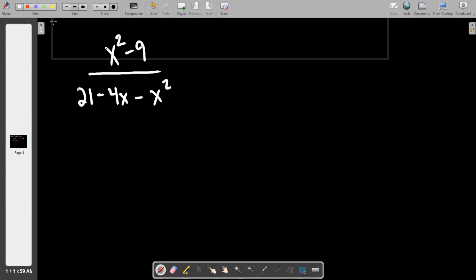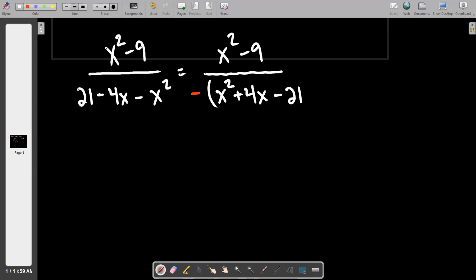So what I'm going to do now is I'm going to leave the top the way it is, because I got no issues with the top. I'll come back to that guy in a minute. But the bottom, I want to pull my negative sign out. And then I'm going to just literally flip the bottom, meaning flip the signs, switch the order. So in front, I'm going to have my positive x squared. Second, I'm going to have my plus 4x. And last, I'm going to have my minus 21.